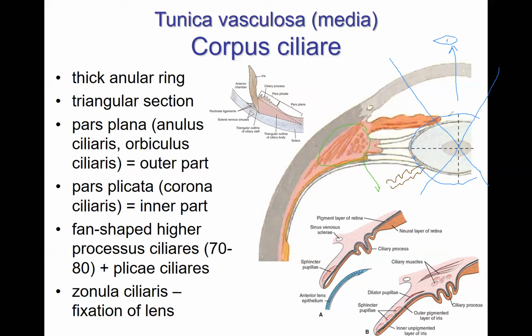So you focus. If you decide to quit this and you would like to focus on a distant object, what do you do? You relax the muscle. So if you relax the muscle, it goes back. What happens with the fibers? The zonular fibers are tightened. What happens with the lens? The lens is flattened.